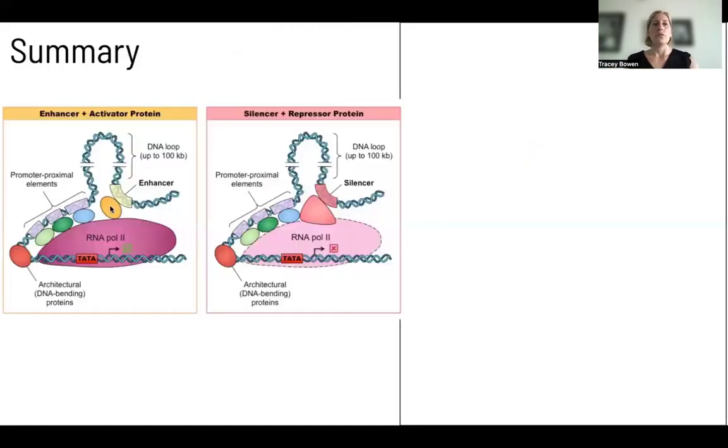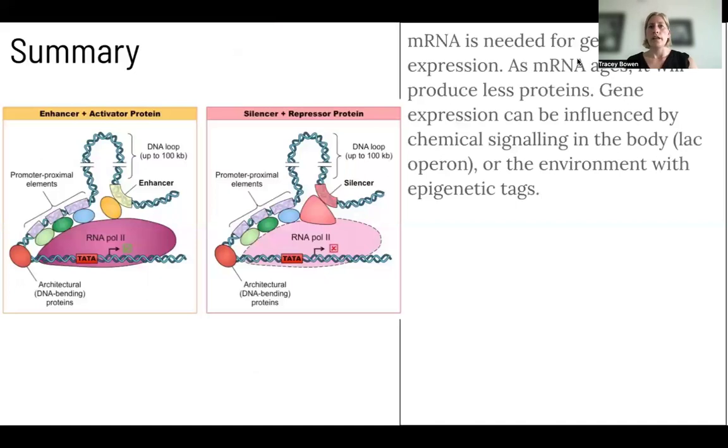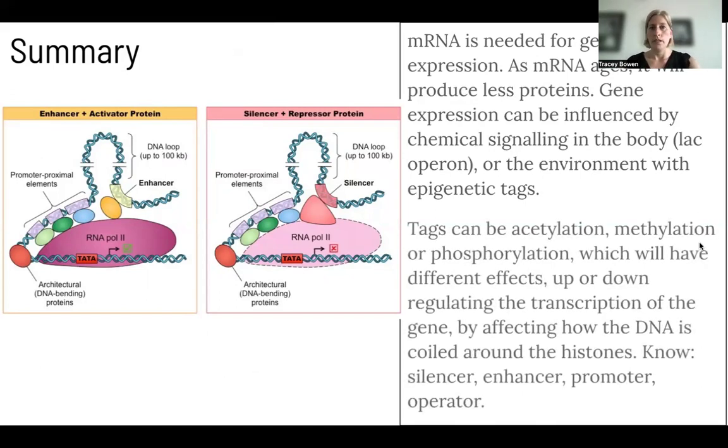So to summarize, messenger RNA is needed for gene expression. As messenger RNA ages, it will produce less protein, and the poly A tail can influence this. Gene expression can be influenced by chemical signaling in the body, for example the lac operon, or the environment with epigenetic tags. Tags can be acetylation, methylation, or phosphorylation, which will have different effects up or down, regulating the transcription of the gene by affecting how the DNA is coiled around histones.